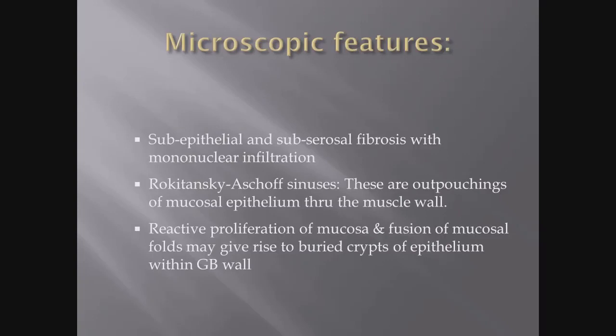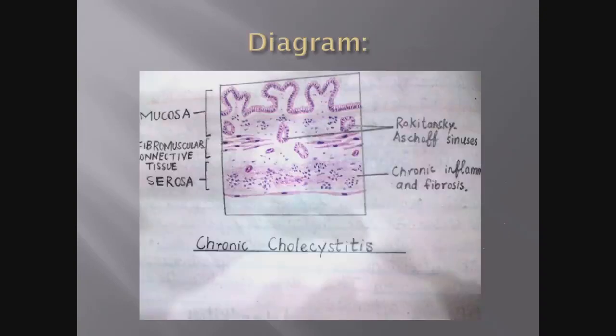When we look at the microscopic features, there is subepithelial and subserosal fibrosis with the infiltration of mononuclear cells. The characteristic of chronic cholecystitis is Rokitansky-Aschoff sinuses. These are actually outpouchings of mucosa through the muscular wall. There is also reactive proliferation of mucosa and fusion of mucosal folds, which may give rise to buried crypts of epithelium within the wall of the gallbladder.